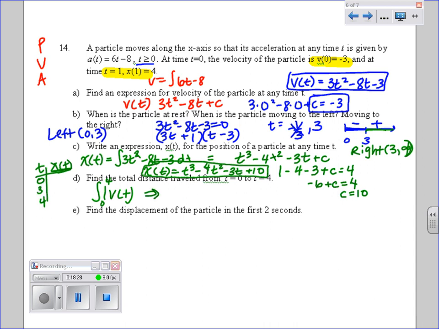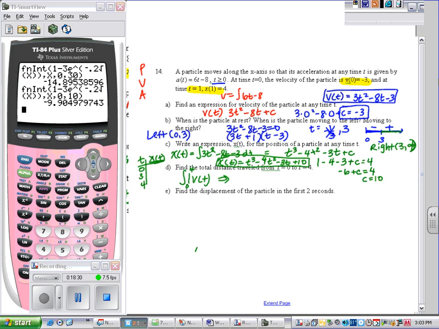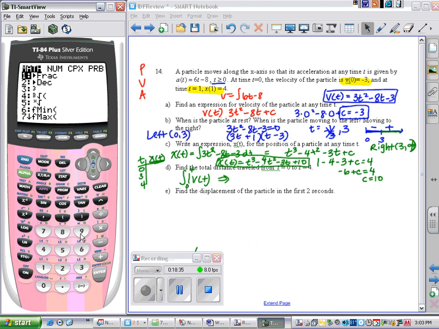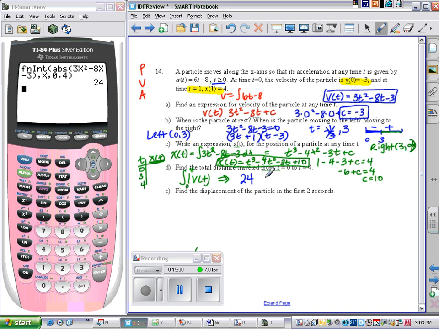But in the calculator, I'll show you how to do this real fast. You type math 9, and then you can do second catalog to get absolute value. 3x squared minus 8x minus 3, close your parentheses, comma x, comma 0, comma 4, enter, we get 24. So that would be distance traveled, then it would give us units.